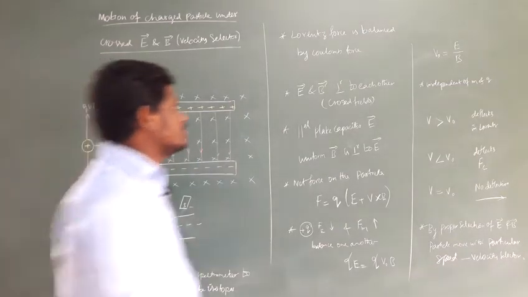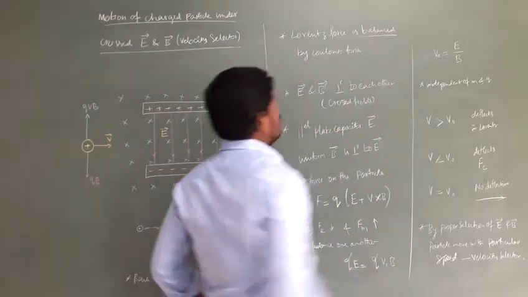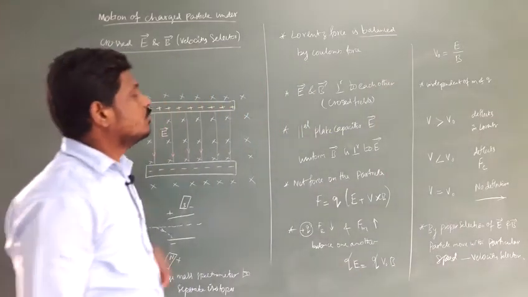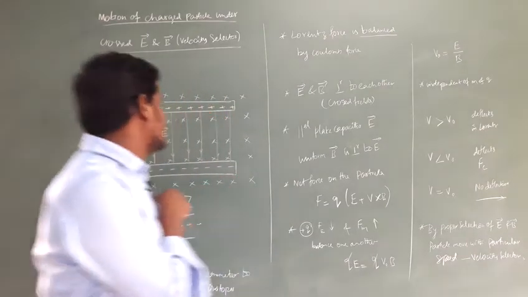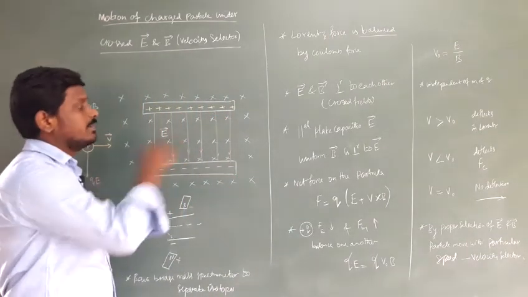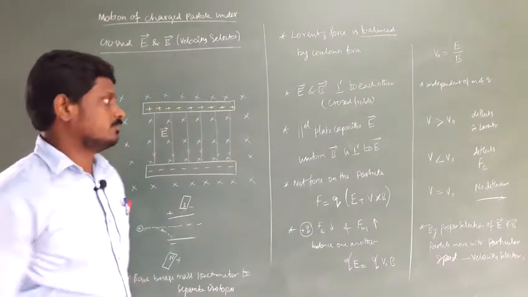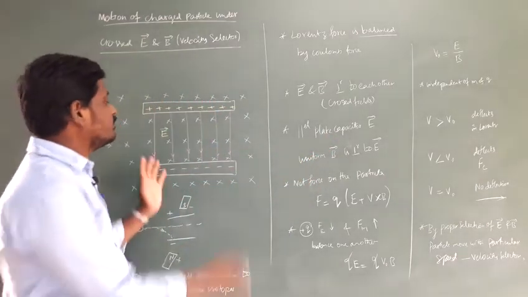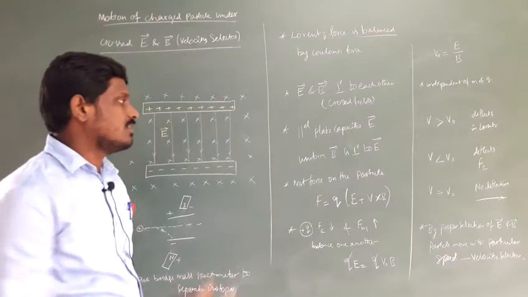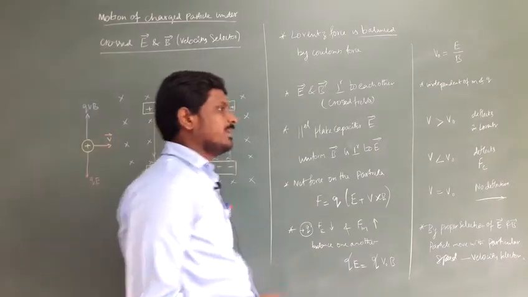So the Lorentz force is balanced by the Coulomb force. The Lorentz force is the magnetic force, the Coulomb force is the electric force. What are crossed fields? It's an arrangement where both the electric field and magnetic field are perpendicular to each other. The parallel plate capacitor provides the electric field. The uniform magnetic field is produced using a bar magnet or an electromagnet.